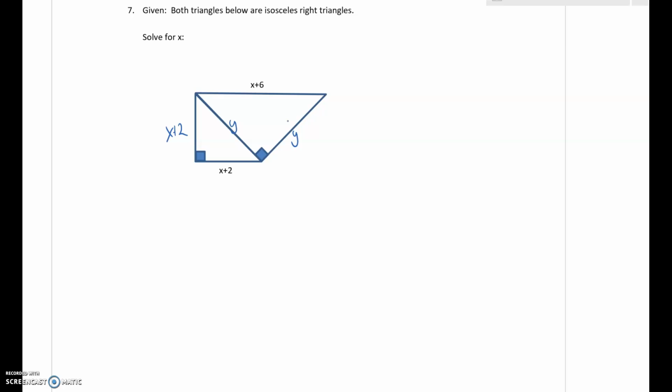So I'm going to go ahead and write an equation for the left triangle in terms of Pythagorean theorem here. So I have x plus 2, that quantity squared, plus x plus 2, that quantity squared, equals the length of the hypotenuse, which is y squared. I'm going to do the same thing for the triangle on the right. The two legs squared, so y squared plus y squared, equals the length of the hypotenuse squared, x plus 6 squared. Okay.